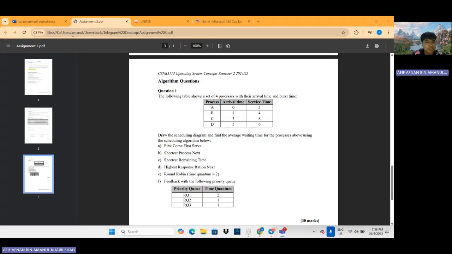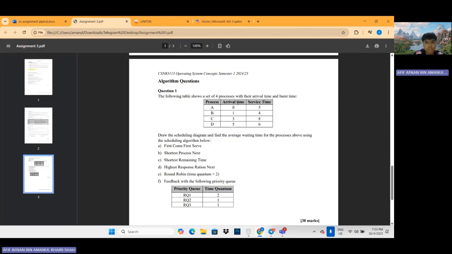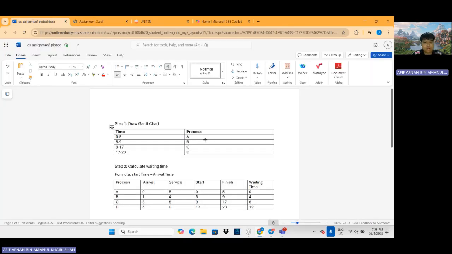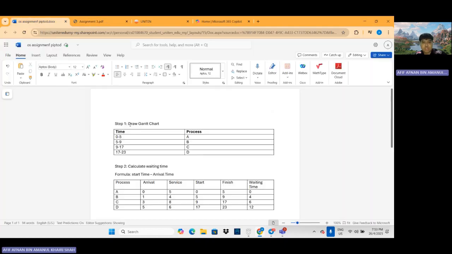So how to calculate the first come, first serve? First, we need to draw the Gantt chart, which includes time and process. So for process A, in the Gantt chart, we calculate from arrival time 0 until the service time, which is 5. For process B, we add the 5 with 4, and then we get 9.